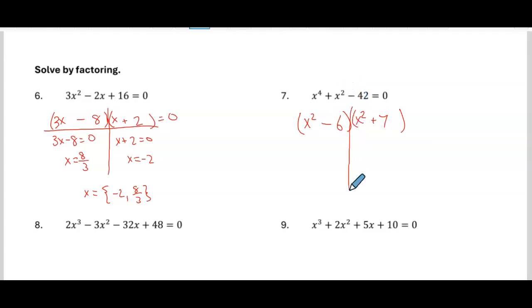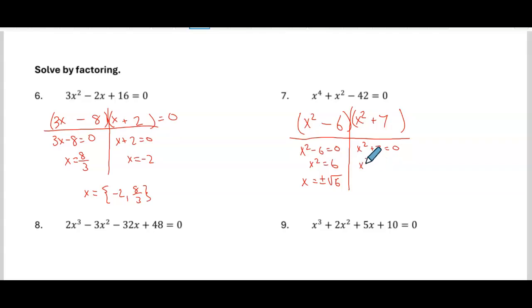All right, so solving chart is going to say x squared minus 6 equals 0, so x squared equals 6, which means x is plus and minus root 6. No simplification possible. All right, x squared plus 7 equals 0.